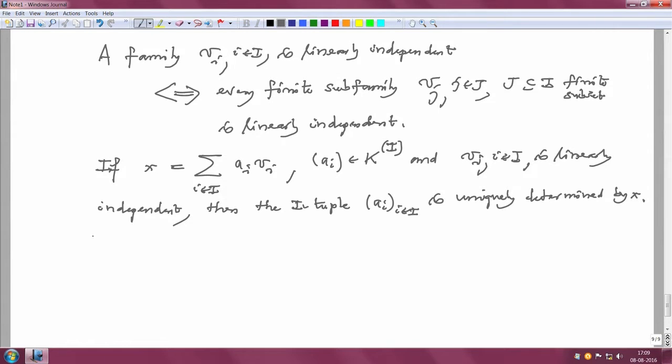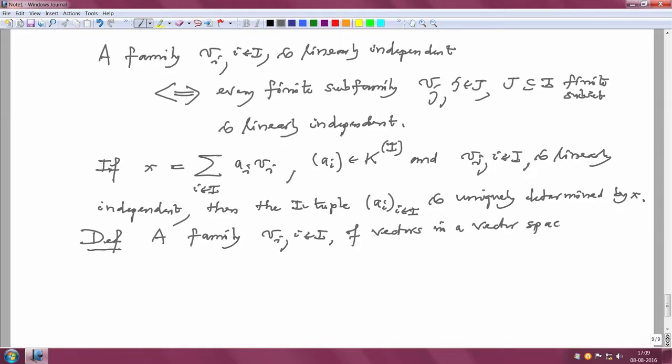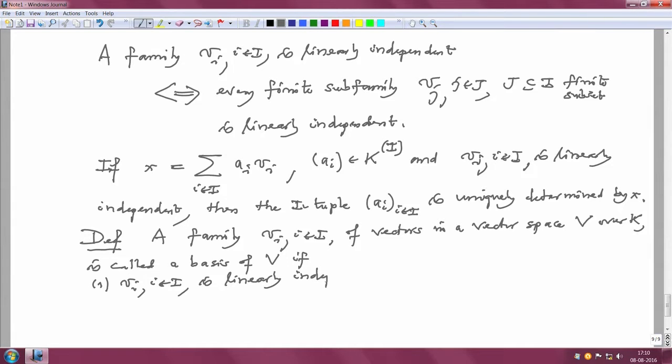So this leads to the following definition. A family Vi, i in I, of vectors in a vector space V over K is called a basis of V if one, Vi, i in I, is linearly independent over K. Over K, sometimes I skip it when K is a fixed field and there is no way to confuse it, but it is a better habit to write it always.